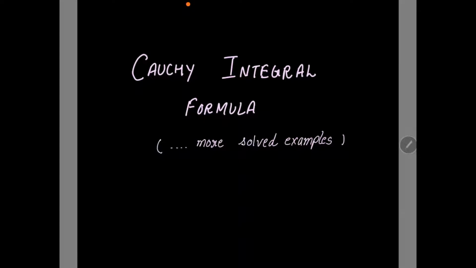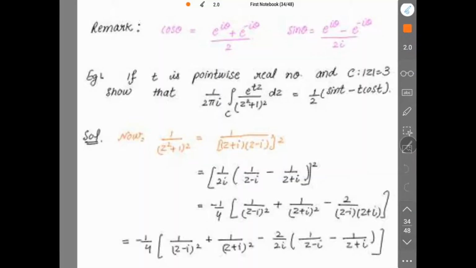Alright guys, some more examples to use this Cauchy integral formula. Let's start with the first example, but there is a remark. You know the formula for cos of theta in terms of exponents, which is e to the power iota theta plus e to the power minus iota theta over 2, and for sine theta it is e to the power iota theta minus e to the power minus iota theta over 2 iota.